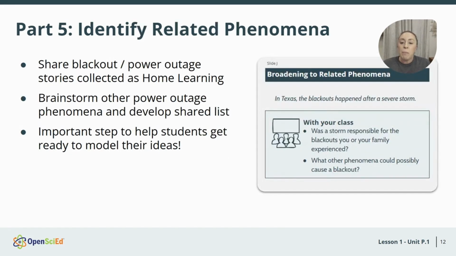From here, moving into part 5, which happens on day 2, students identify some related phenomenon based upon some stories that they might have gathered as home learning the night before. And they brainstorm power outage phenomenon that might have happened not because of a storm or a winter storm, like what we know so far about in Texas. And we develop a shared list as a class of these related phenomenon.